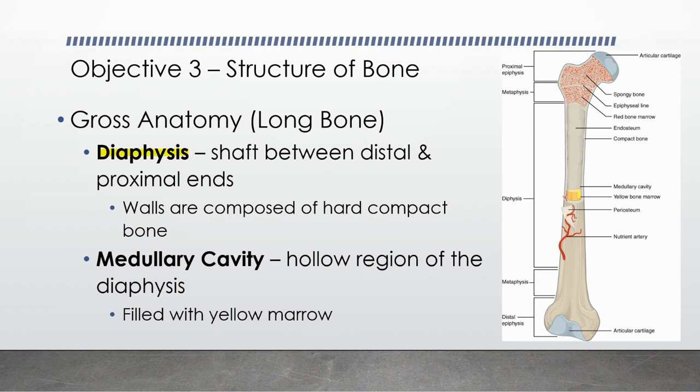All right, the shaft of the bone is known as the diaphysis. That's this long region here. It's the long cylinder of the bone. This is going to be composed of compact bone on the outside, on the walls. And then the inside is going to be that medullary cavity. That's where you're going to find the yellow marrow, which contains the fat in the bone.